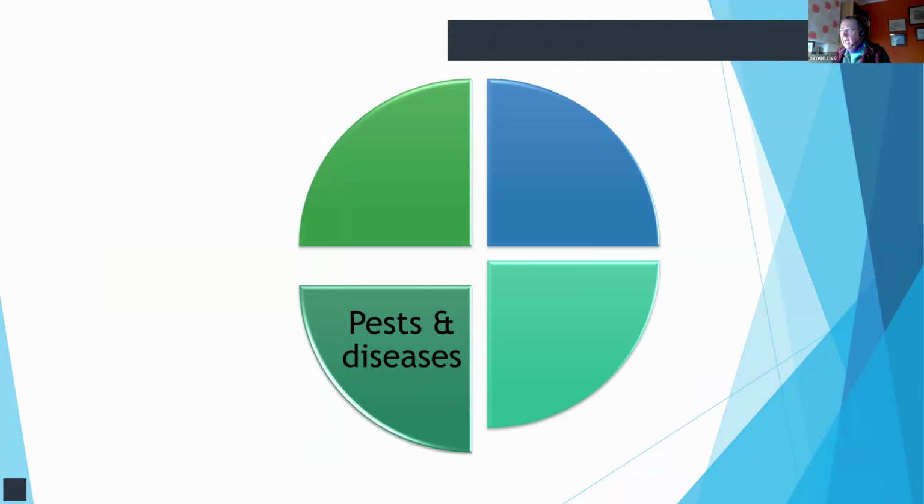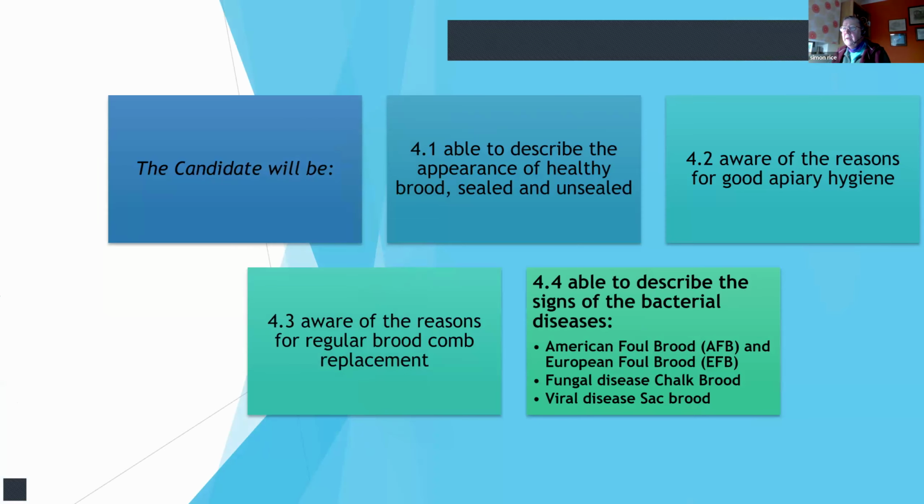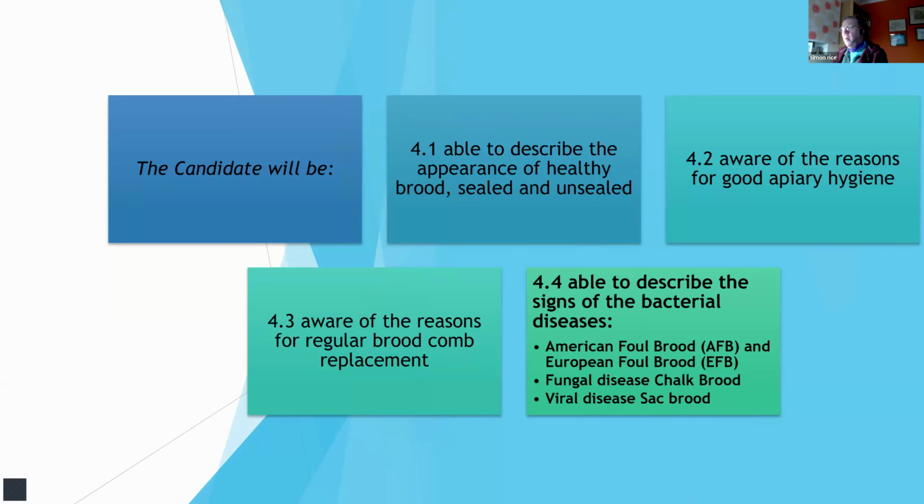Pests and diseases, again, another big section. And in order to be able to distinguish unhealthy brood, which is what, of course, we're looking for, you need to be able to describe what healthy brood looks like. So again, when we're going through the frames in the colony, I would ask you, show me healthy brood. How do you know it's healthy? And then I'll ask you to describe signs of when things aren't healthy.